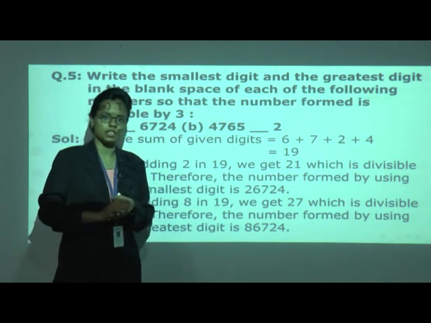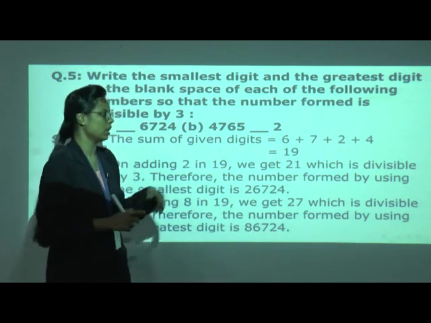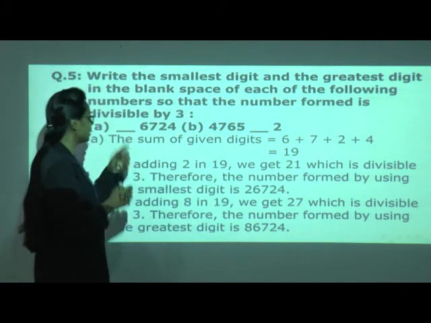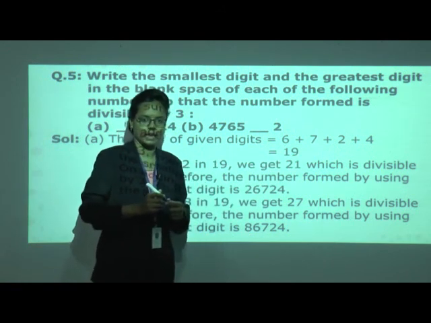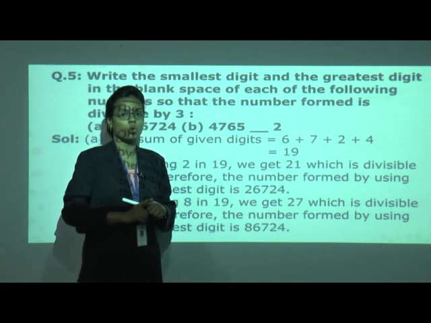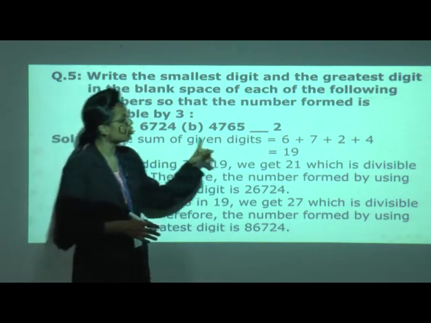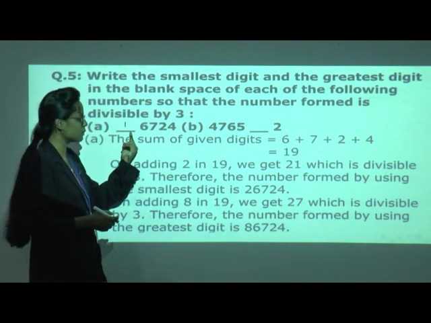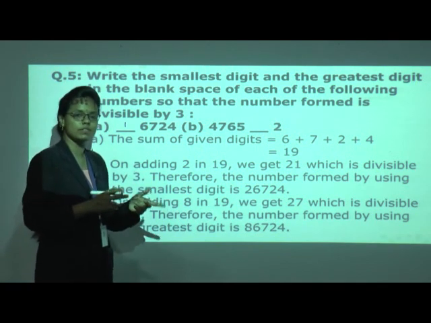Suppose first we will take the smallest digit. Which is the smallest digit? 1. Suppose we add 1: 19 plus 1 gives 20. Tell me whether 20 is divisible by 3? No, 20 is not divisible by 3. So we have to find such a digit so that the number is divisible by 3. If we place 1 in this blank space, we are not getting a number divisible by 3.